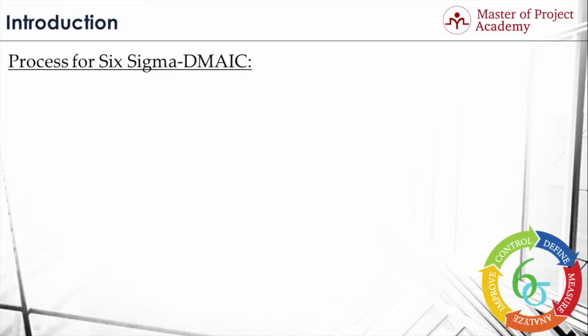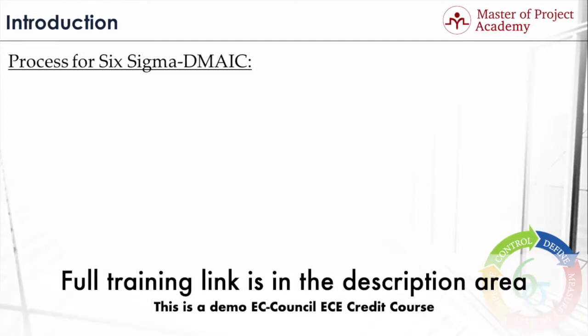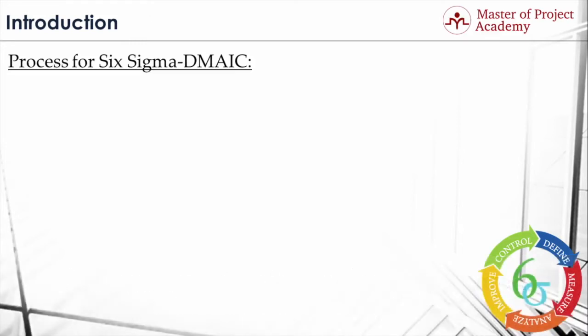Process for Six Sigma. The process for Six Sigma is abbreviated as DMAIC, and each letter in this abbreviation corresponds to a phase. D stands for define, M stands for measure, A stands for analyze, I stands for improve, and C stands for control. The advantage of the DMAIC approach is not the top-level phases themselves, but what is contained in each phase. The contents provide a common and structured approach to solving a problem.